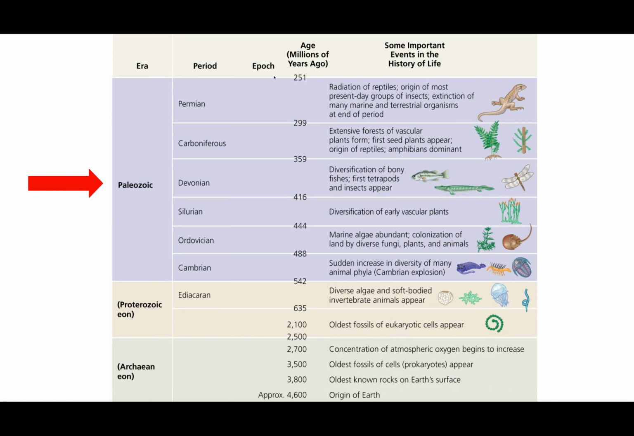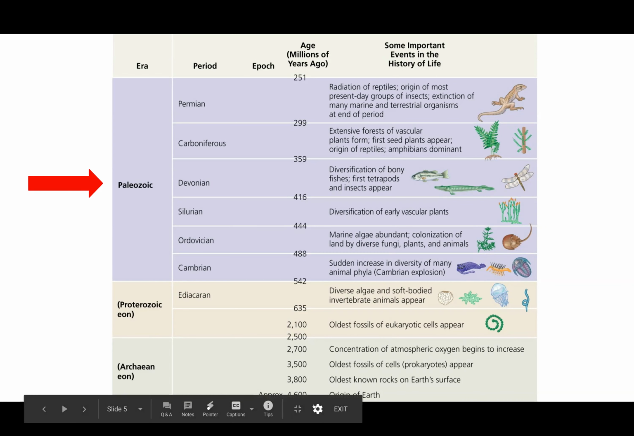But most of what we're going to talk about today is going to be in this Paleozoic era, a much more modern time in evolutionary history. And again, 500 million years might not seem like a modern time, but starting at 4.6 billion years ago, it's much more modern than it is ancient.